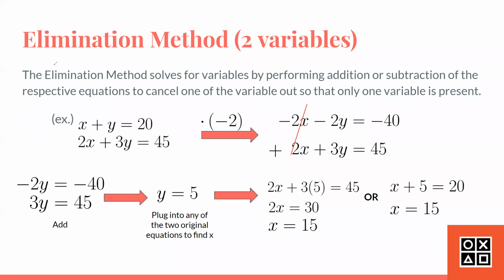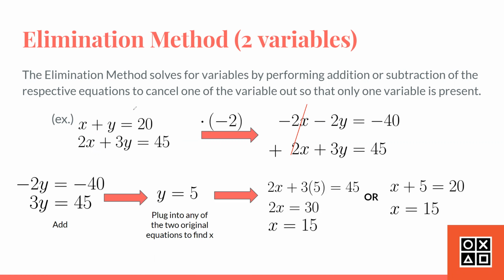Two-variable elimination method. The elimination method solves for variables by performing addition or subtraction of the respective equations to cancel one of the variables out so that only one variable is present. Here's an example. Given the two equations x plus y equals 20 and 2x plus 3y equals 45, solve them using the elimination method.